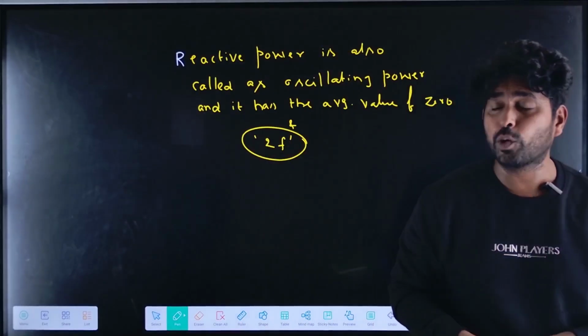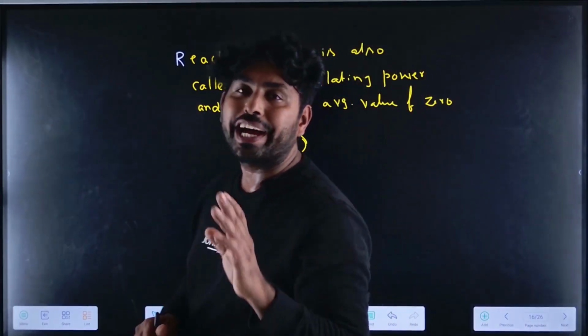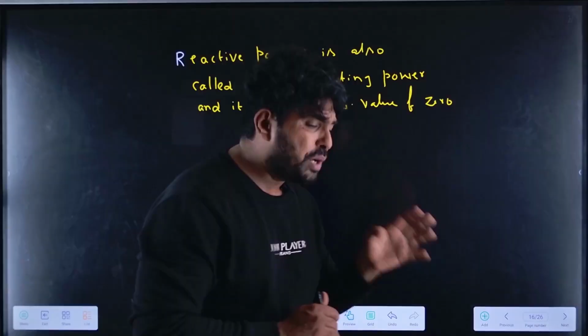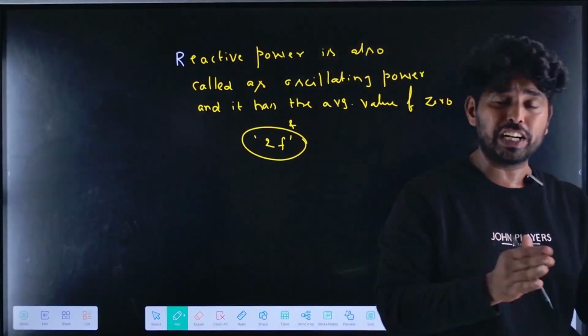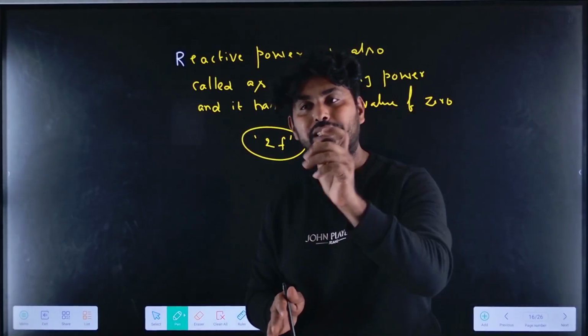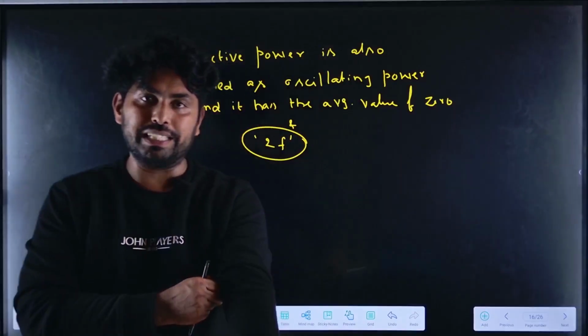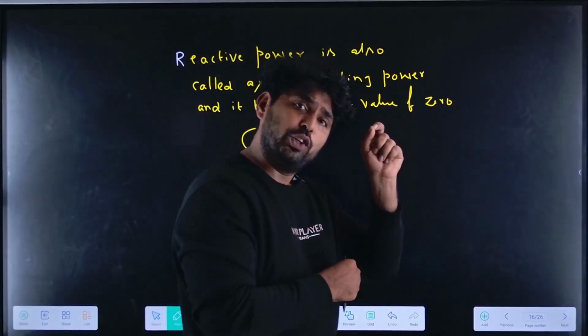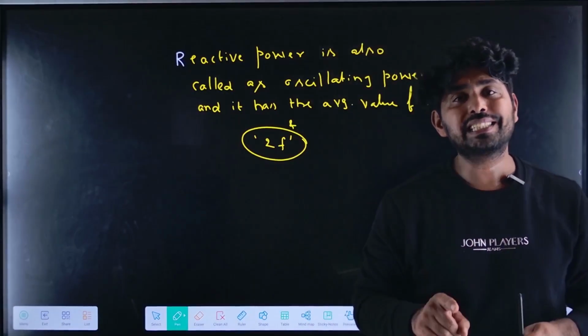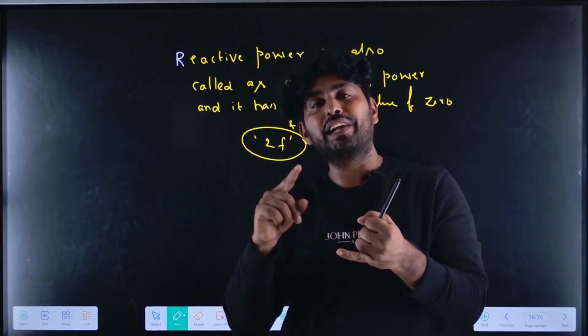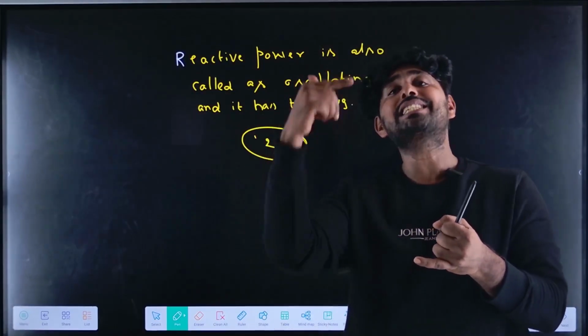Now, what is the active power? What is the reactive power? Active power is an actual power or average power. It has an average power of Vi cos theta, and it is a unidirectional power. It has the frequency of twice the supply frequency.